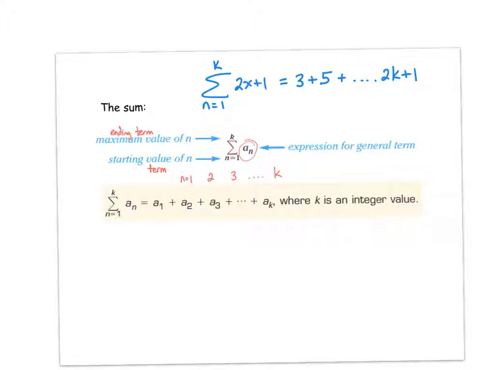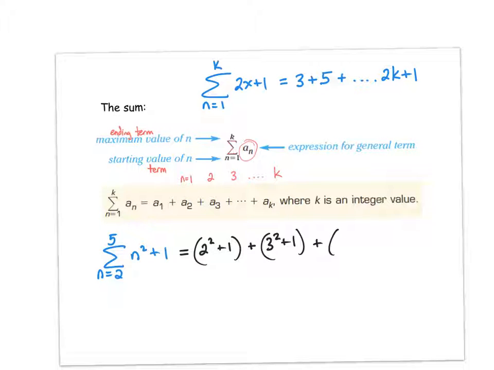So k can actually have an ending value. For example, if I did the sum of n squared plus 1, with n starting at 2 and ending at 5, I'm going to plug in 2 for n, plus I'm going to plug in 3 for n, plus I'm going to plug in 4 for n, plus all the way until I get to that last value.